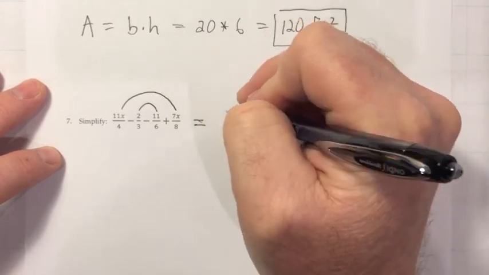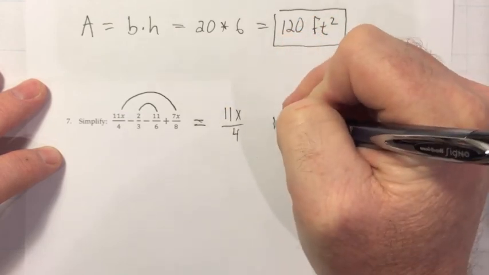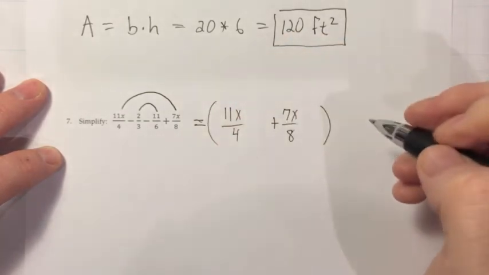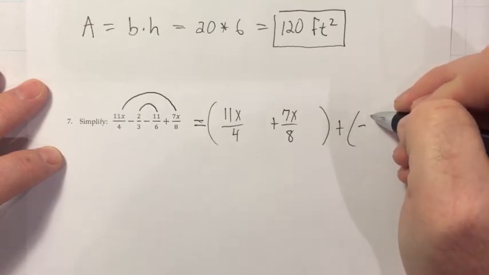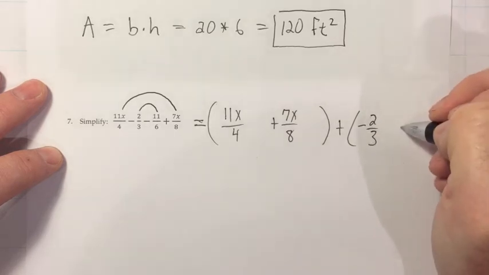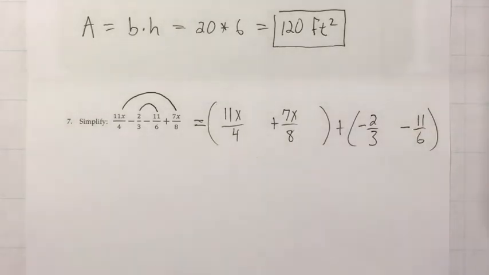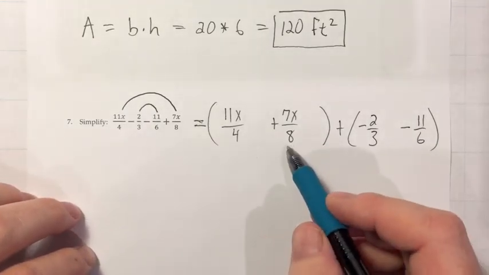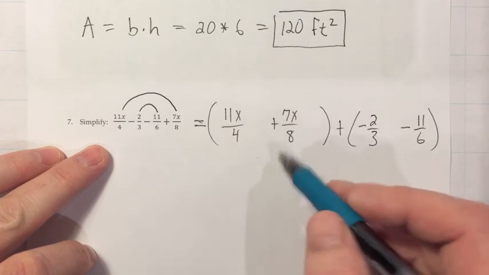So we would have the 11x over 4, and we want to combine that with the 7x over 8. That's part of what we'll do. And then we'll have the constant terms, which would be that negative 2/3 combined with negative 11/6. And when you want to combine them, they need a common denominator. But if you look at just the x terms, the common denominator is simpler than if you look at all 4 at once. So 4 goes into 8, which means 8 is the common denominator.